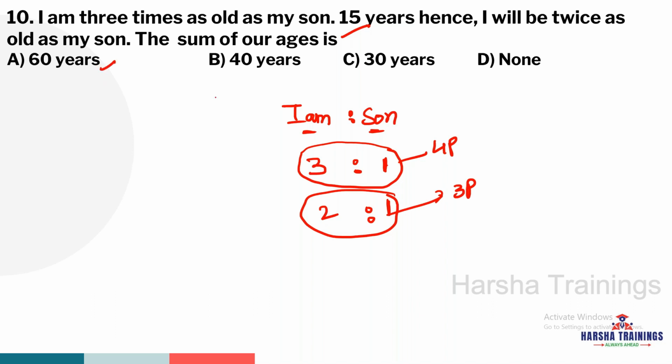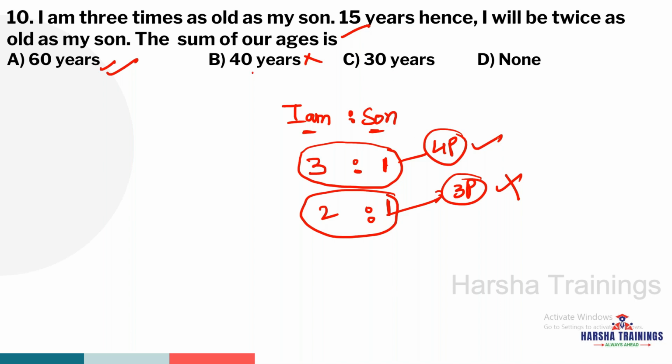First option is 60. 60 is a multiple of 4? Yes, 4 15s are 60. So 60 is a multiple of 3? Yes. 3 20s are 60. So that's why the first option is the right answer. Check the remaining options also. Option B is 40. 40 is a multiple of 4? Yes. 40 is a multiple of 3? No. So that's why option B is the wrong option.